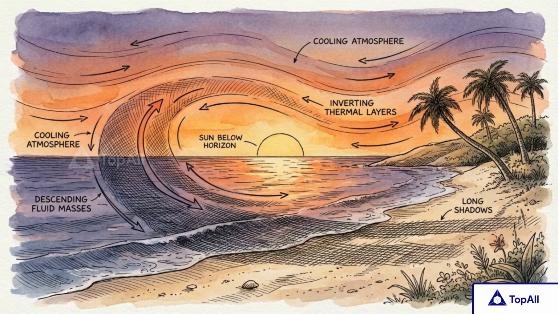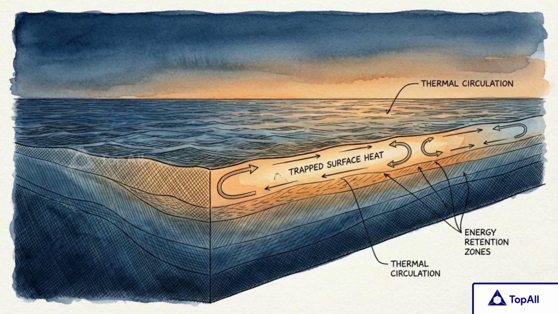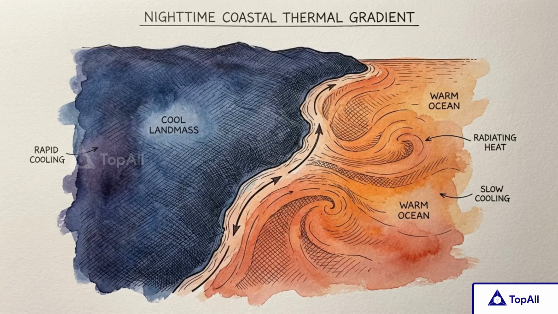As daylight fades, the thermal dynamics invert. The ground rapidly bleeds off the heat it accumulated during the day. The deep volume of the ocean, however, holds on to its thermal energy much longer. The temperature differential has now flipped. The surface of the water is physically warmer than the adjacent landmass.